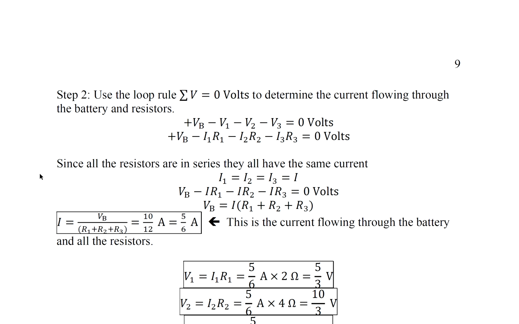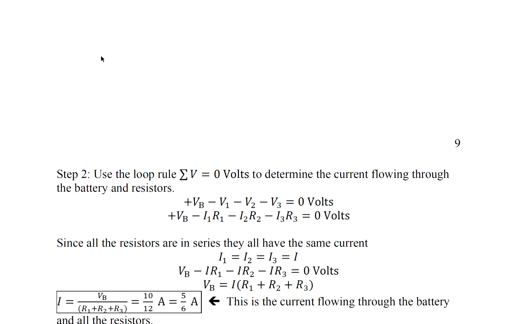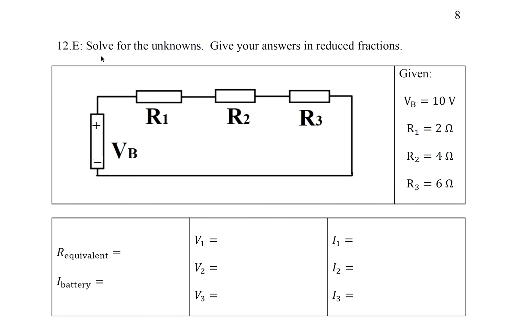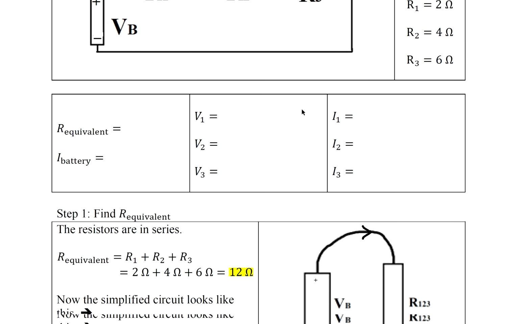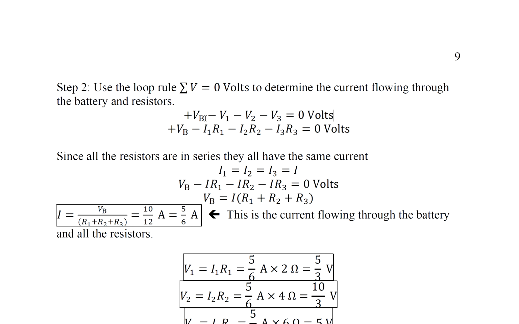So we're going to use the loop rule to determine the current flowing through the battery and resistors. Remember, the loop rule tells us that the total voltage in a loop is 0 volts. So it's going to be VB minus VR1 minus VR2 minus VR3 is 0, which is this. What is V equal to? It's equal to IR. That's Ohm's law.